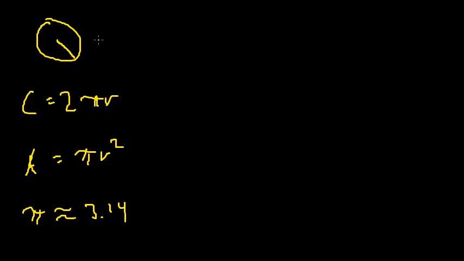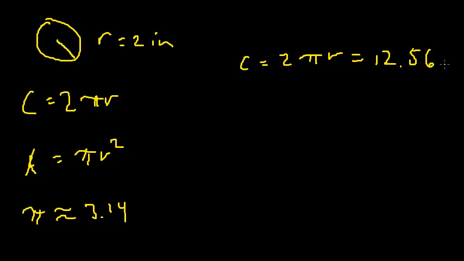So if I have a circle here with a radius of 2 inches, I can find the circumference now just by plugging in these numbers, and I can find the area as well, same way. So circumference equals 2 times pi times r. If I use 3.14 for pi, I'm going to get 12.56, and that's in units of inches. So the distance around the circle is 12.56 inches.